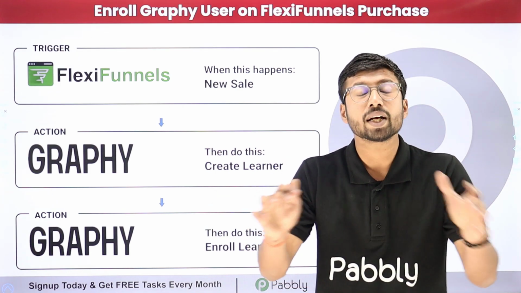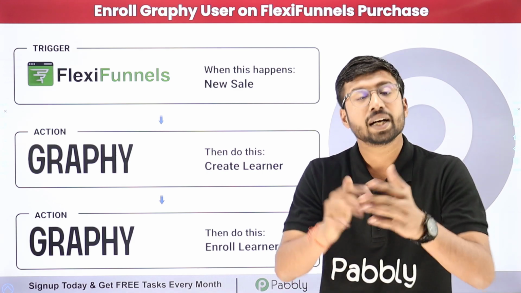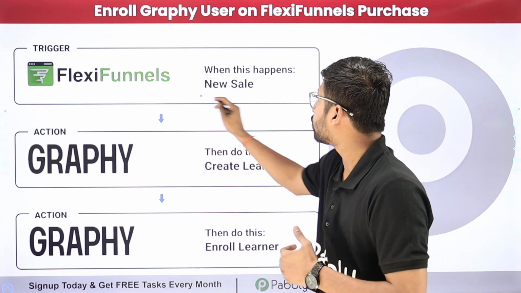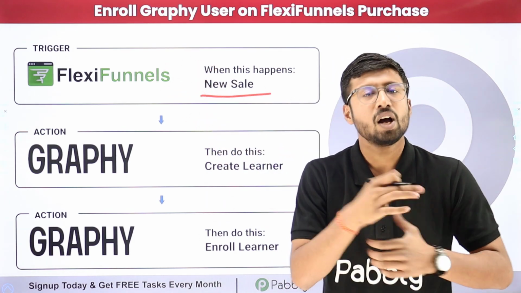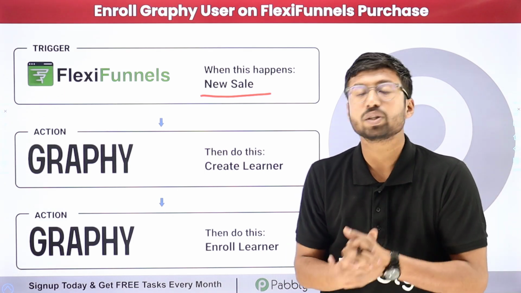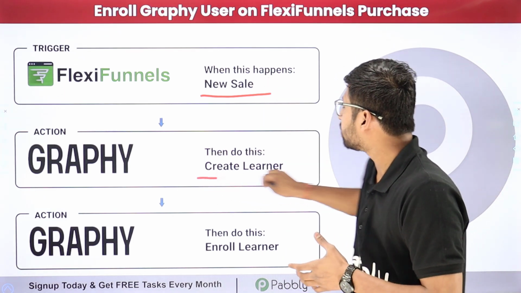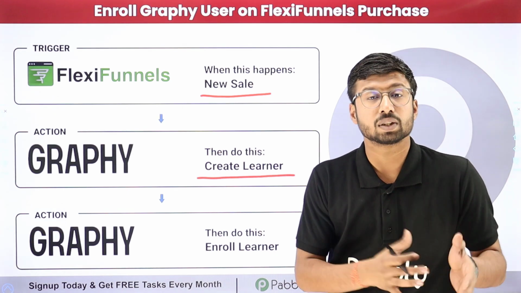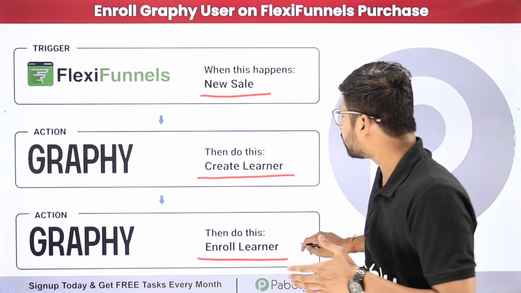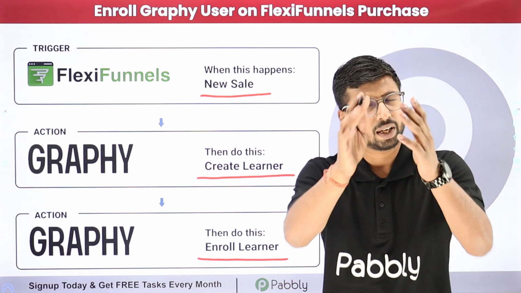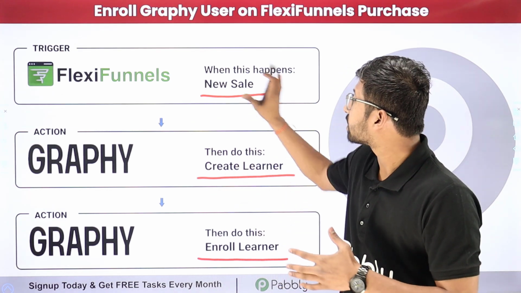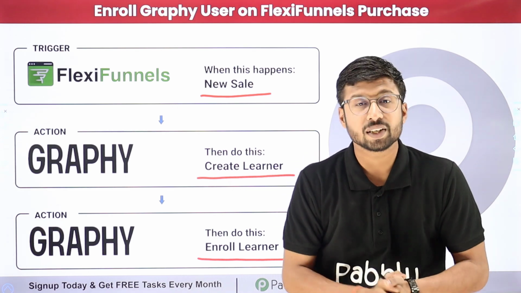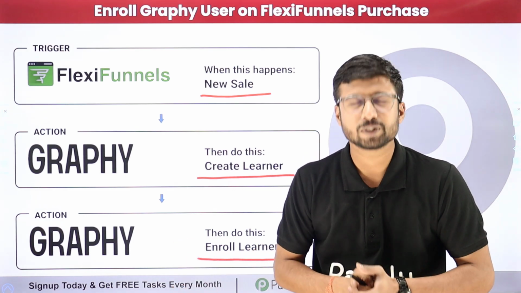So let me tell you, you can completely automate this process. In this automation, as a new sale happens for that course in FlexiFunnels, the customer who made the purchase will automatically be added as a learner in our Graphy account, and also automatically we are going to enroll that same learner into the course in Graphy as well. Now, if you want to learn how you can set up this complete automation all by yourself, just come with me to my screen.